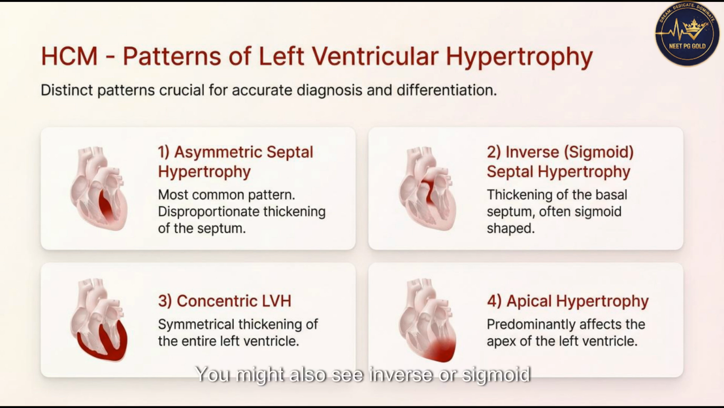You might also see inverse or sigmoid septal hypertrophy, which involves the basal septum. Concentric left ventricular hypertrophy involves symmetrical thickening and can be easily confused with hypertensive heart disease. Finally, there is apical hypertrophy, which predominantly affects the tip of the ventricle. In an exam vignette, if they mention giant T-wave inversions in the precordial leads, you should immediately think of this apical variant. Recognizing these patterns helps you distinguish true HCM from other causes of a thick heart.